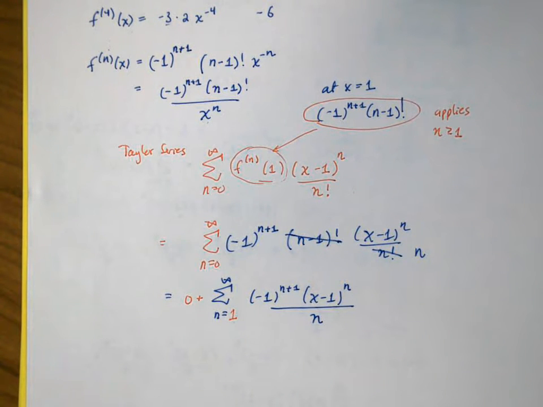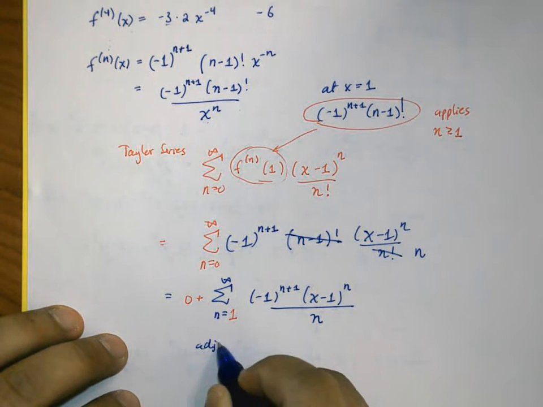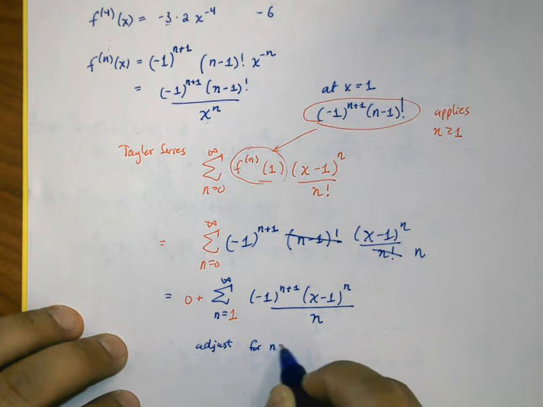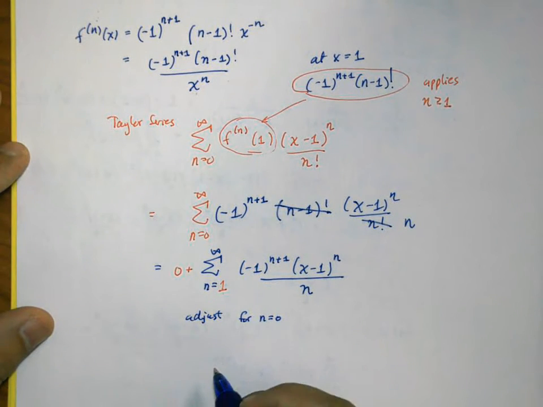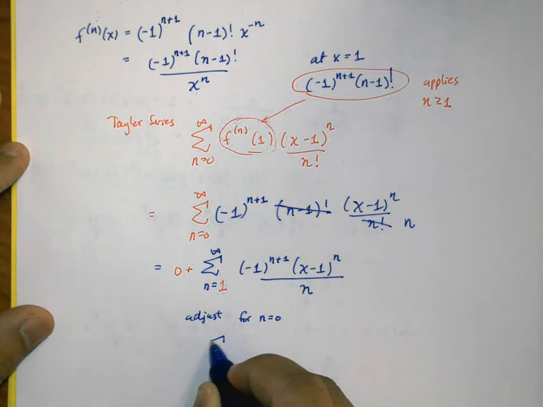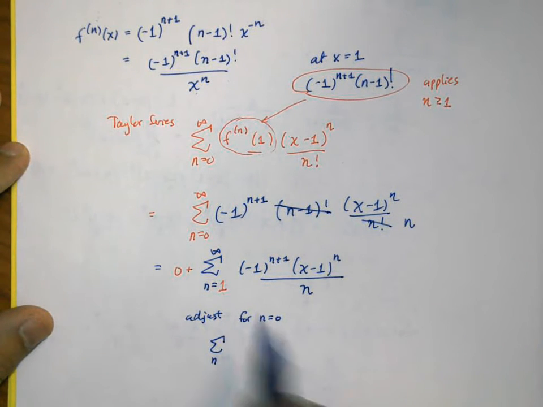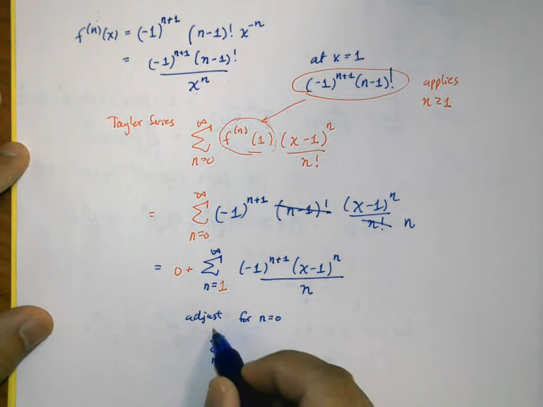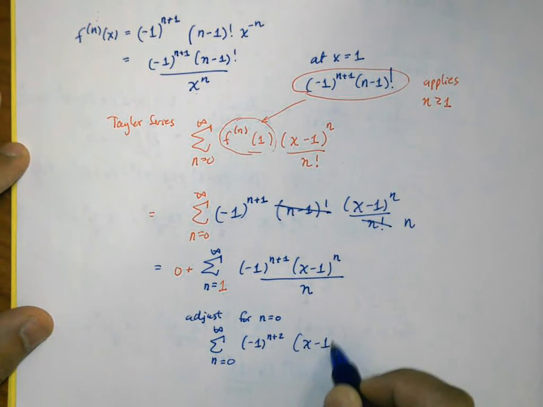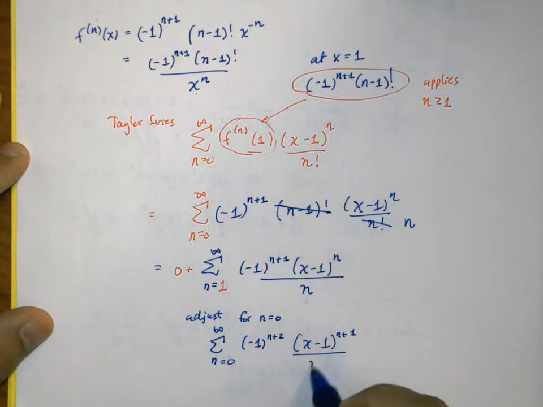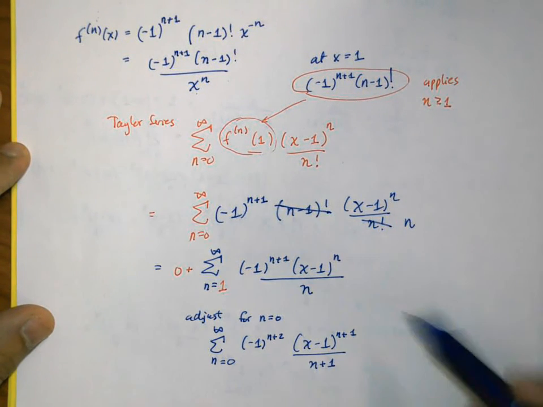Okay, so if I want to adjust for n equals 0, it's really not hard. All I have to do is add 1 to everything. So if I wanted to adjust for n to start out at n equals 0, I could also say that this is negative 1 to the n plus 2, x minus 1 to the n plus 1, all over n plus 1.